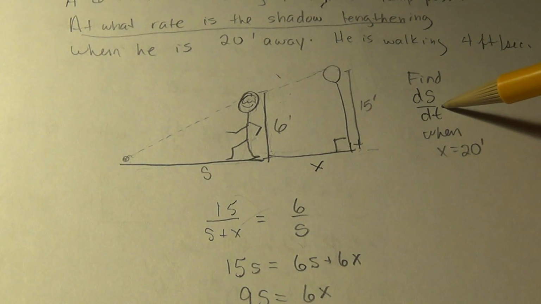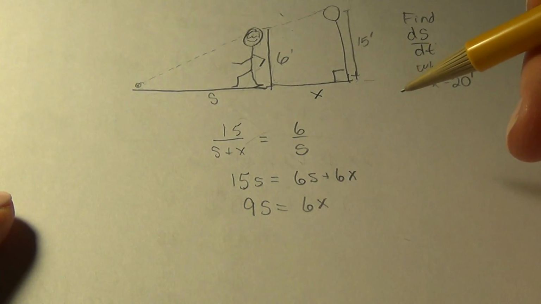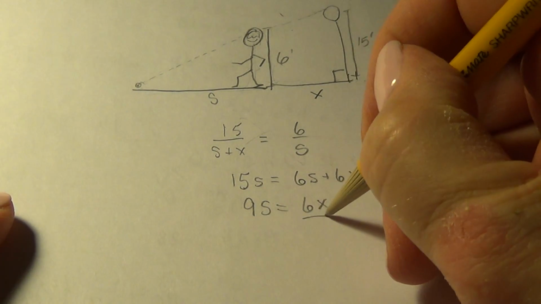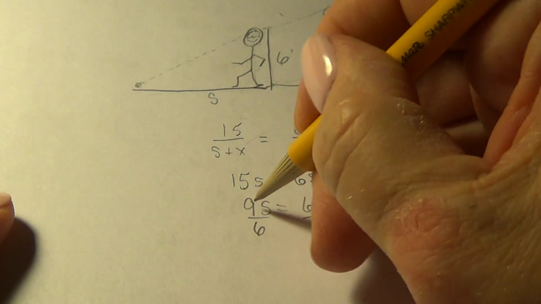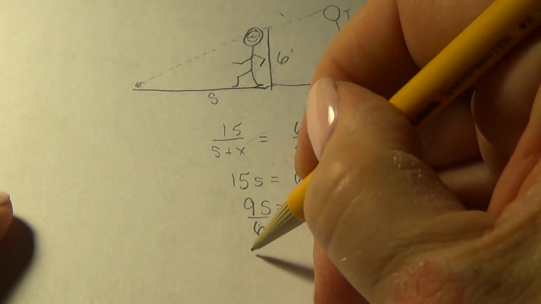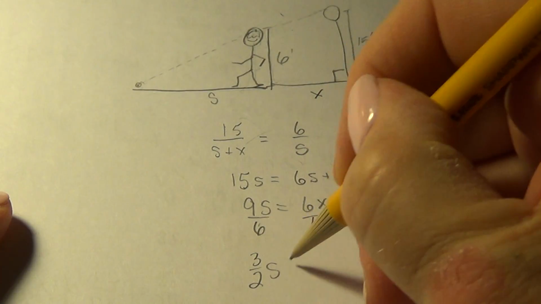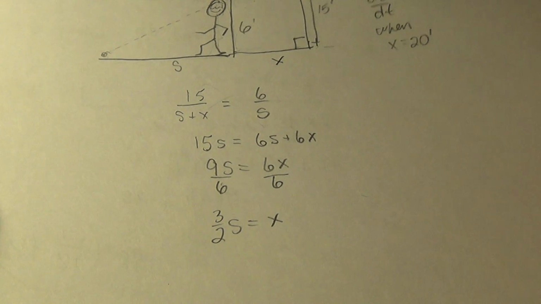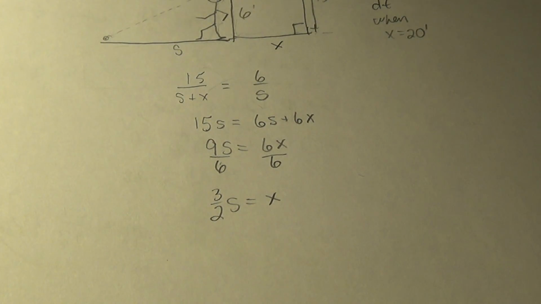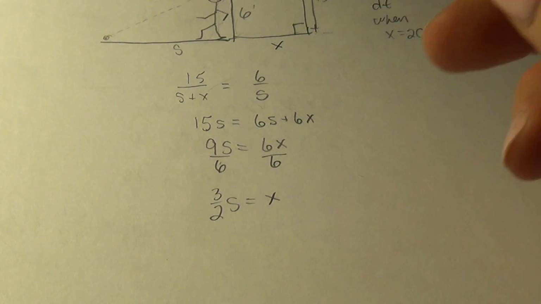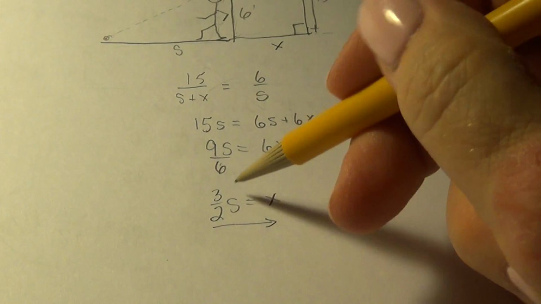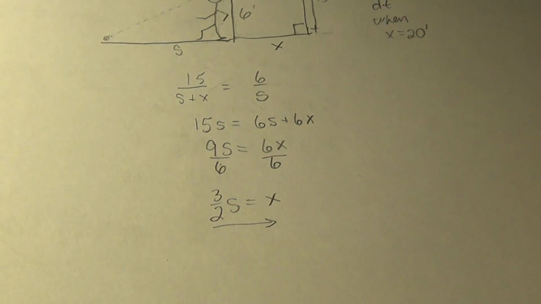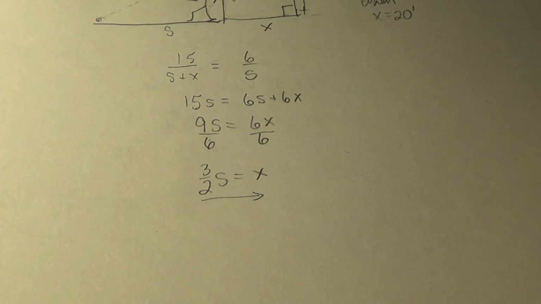Since we're looking for ds/dt, I want to leave s in my problem, so I'm going to solve for x. Divide by 6 and reduce. 9/6 is 3/2. 3/2 s equals x. So that's a pretty decent equation to take the derivative of implicitly. Going from left to right, the derivative of 3/2 s, see if you can get that.